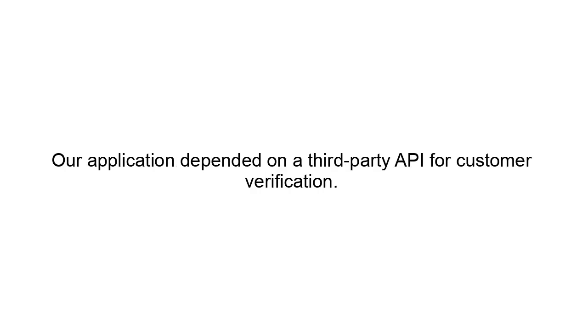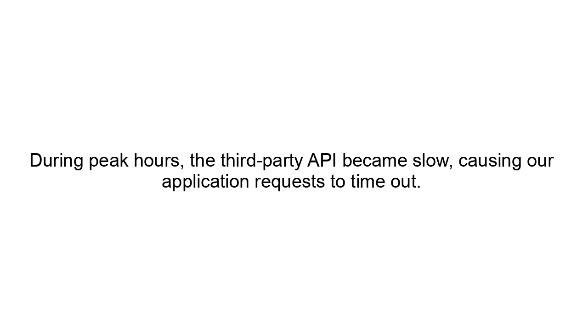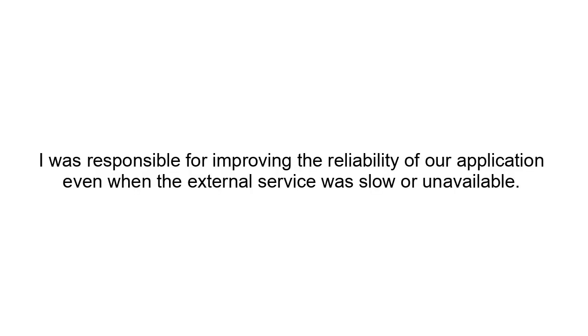Example 7, third-party API timeout issue. Situation: Our application depended on a third-party API for customer verification. During peak hours, the third-party API became slow, causing our application requests to time out. Task: I was responsible for improving the reliability of our application, even when the external service was slow or unavailable.